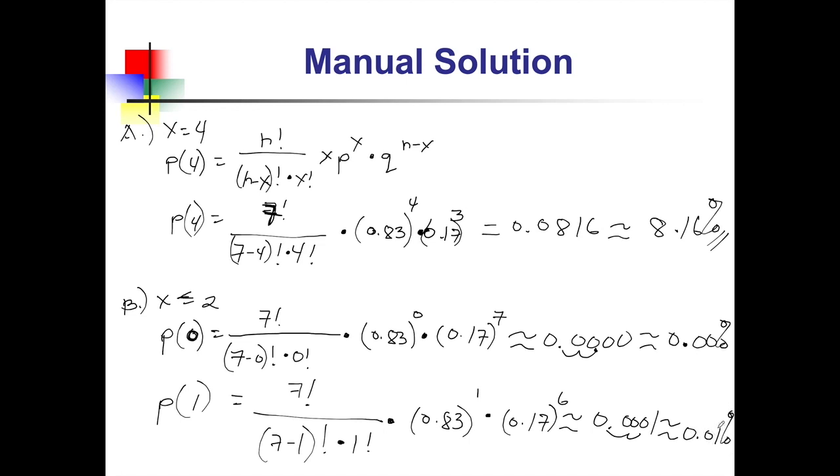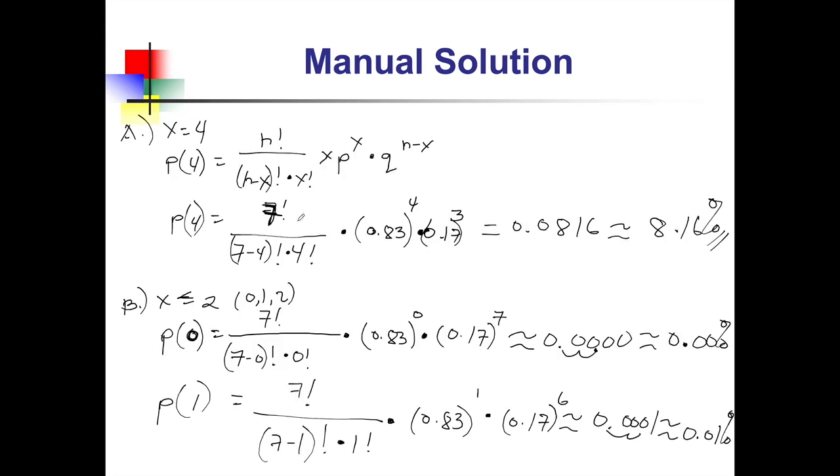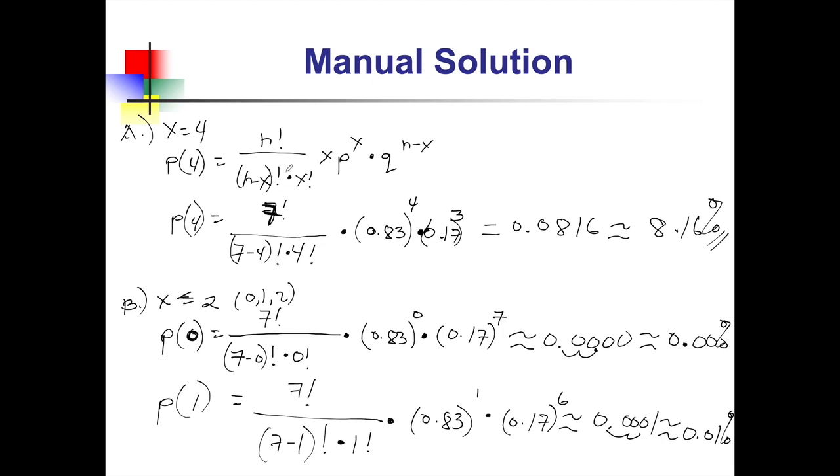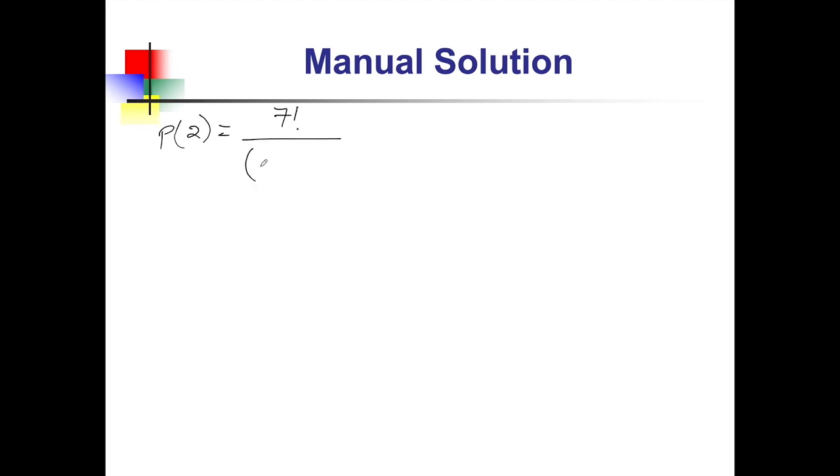Now, 'di ba sabi natin at most 2 daw. So, pwedeng 0, 1, or 2. Okay na tayo sa 0, okay na tayo sa 1, sa 2 naman tayo. So, check natin. P of 2 is equivalent to ating n factorial, which is 7 factorial. 7 ang sample natin. All over our n minus x factorial, or 7 minus x. Ang x natin is 2. So, we have 2 factorial multiplied to x factorial, which is 2.